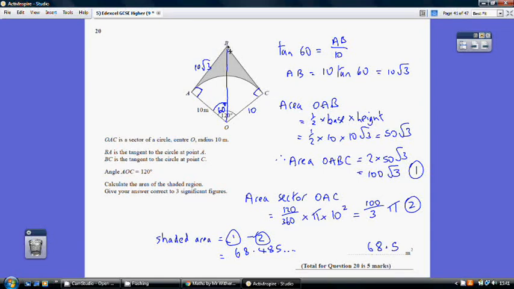So looking at the triangle BAO, area of a triangle is half times base times height, so half times 10 root 3, giving me 50 root 3. So this triangle has got an area of 50 root 3, so does this triangle over here. So the area of the kite OABC is 100 root 3.